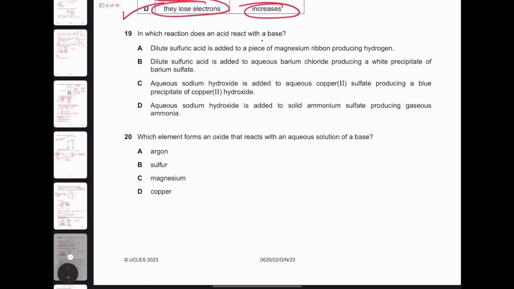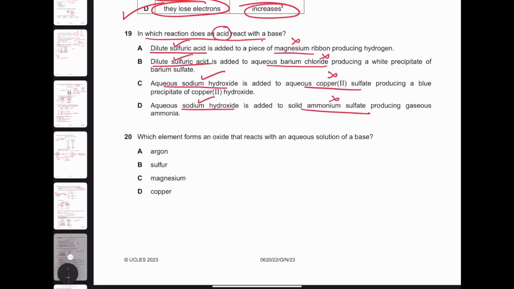In which reaction does an acid react with a base? Now this is a very good question. A lot of children, when they read this statement, just search for acid or base. Wherever acid and base is written, they pick that option. Now let's try to figure it out. Is this an acid? Yes. Is magnesium a base? No. Is barium chloride a base? No. Is this a base? Yes. Is this an acid? No. Is this a base? Yes. Is this an acid? No.